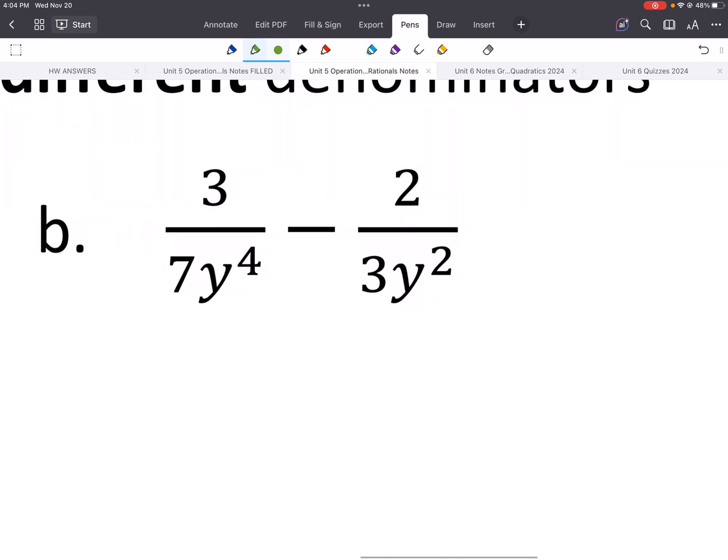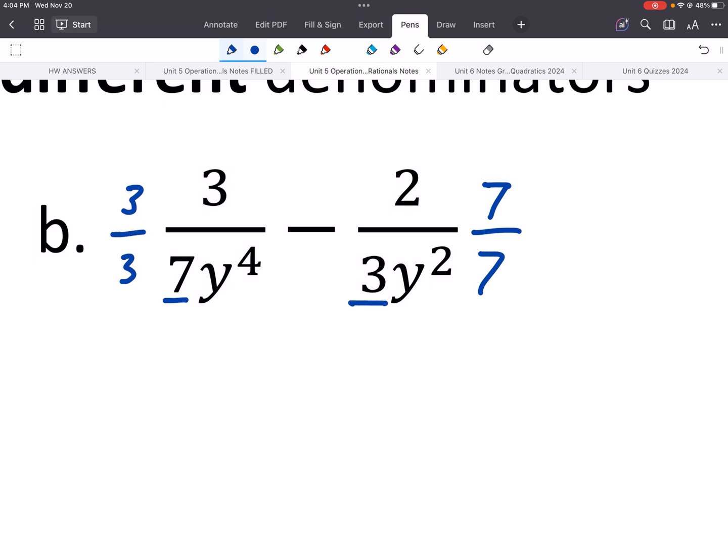All right, here's another example. What do we need to do to make these two denominators the same? So we've got a 7 and a 3. There's nothing that we could just multiply 3 to give us 7 or 7 to give us 3. So we'd want to multiply the left side by 3 and the right side by 7.